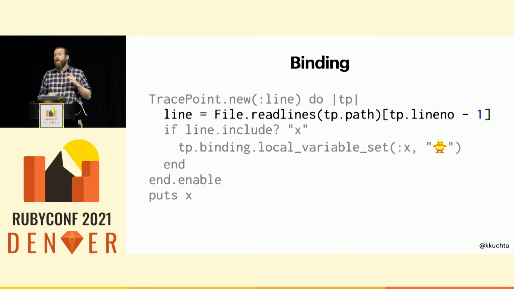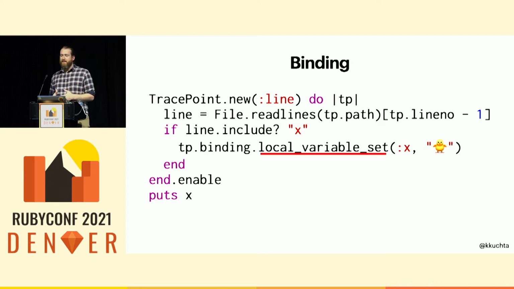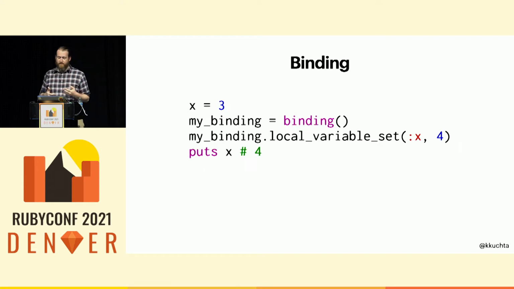But I did say that there were a couple problems, and the other one is here. local_variable_set. This method does exist on binding, and it kind of works how you might think it works. Say you've got some scope, and you have a variable in that scope, x equals 3. You create a new binding within the scope, and then you call that binding's local_variable_set to update this value dynamically. Totally works. I think that's pretty cool.